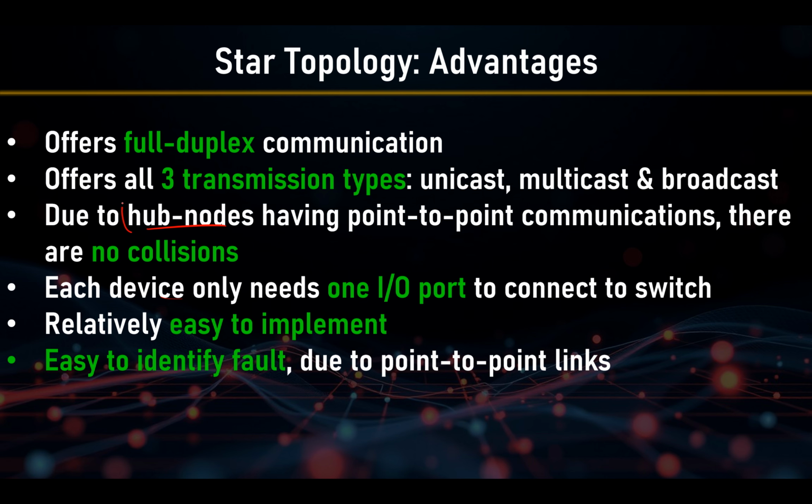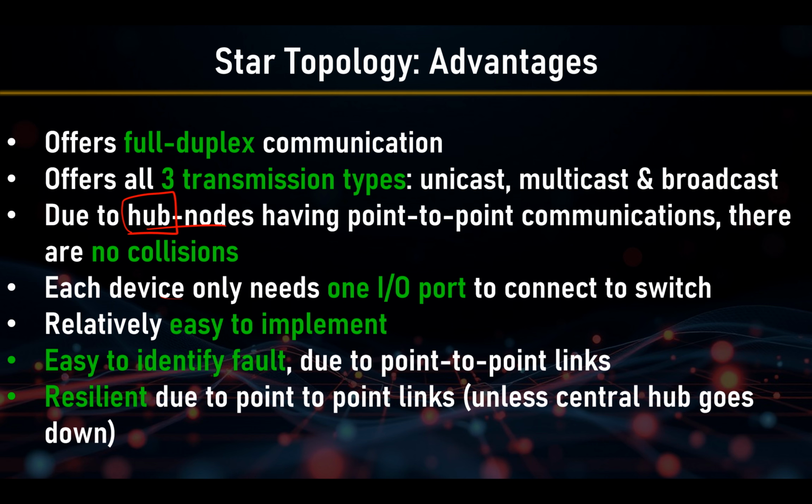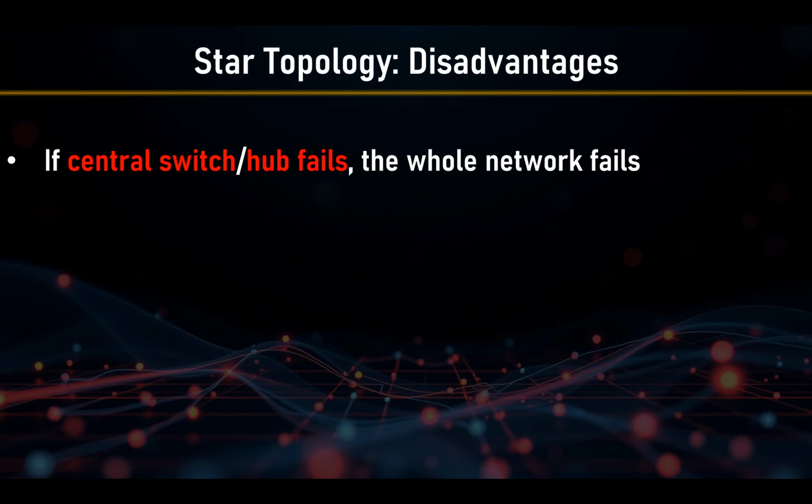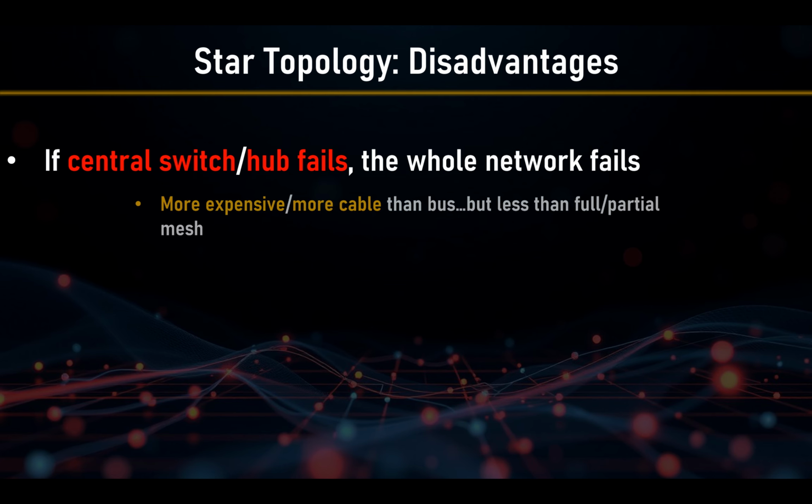And again, rather than saying the hub, I guess you say switch, so switch and nodes, or the central device. Also resilient due to the point-to-point links, unless the central switch goes down. And of course, if the central switch goes down, same as the bus topology, if that central line goes down, well, then the whole network just stops. So I guess that's the disadvantage: if the central switch fails, the whole network fails.